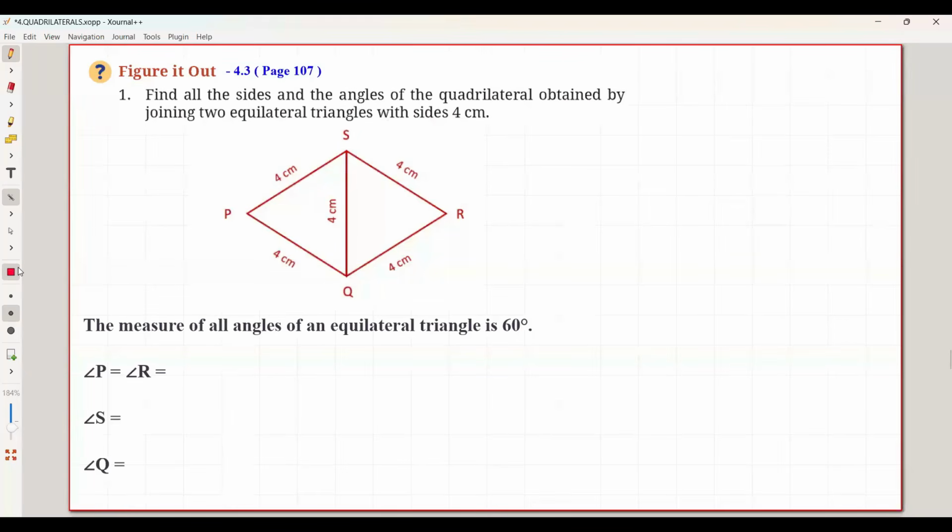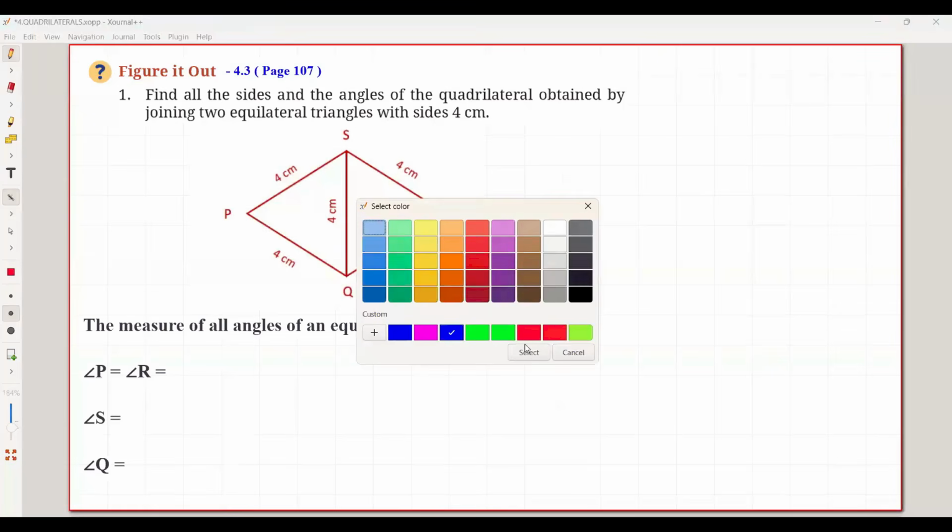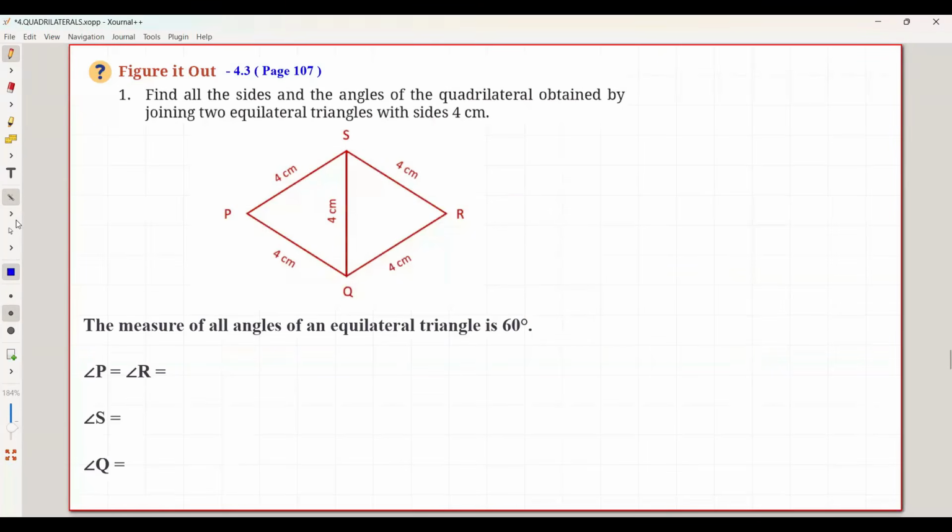So here I have taken two triangles. This is one of the triangles, an equilateral triangle with 4 centimeter sides. Another one is SRQ, which is another triangle with 4 centimeter sides. Both are equilateral triangles. Now we have to find all the sides and all the angles.